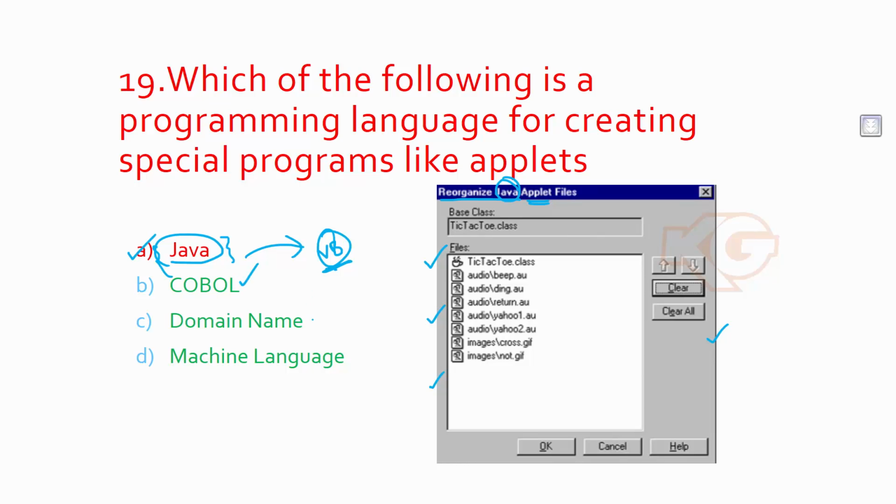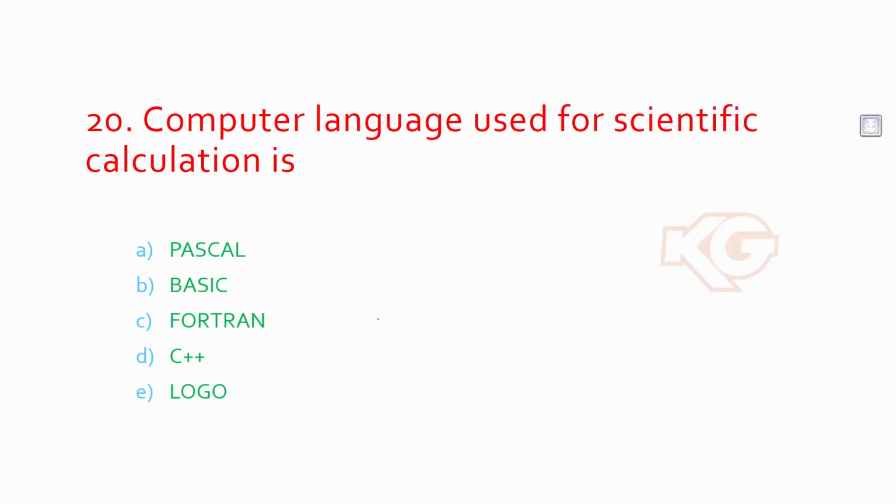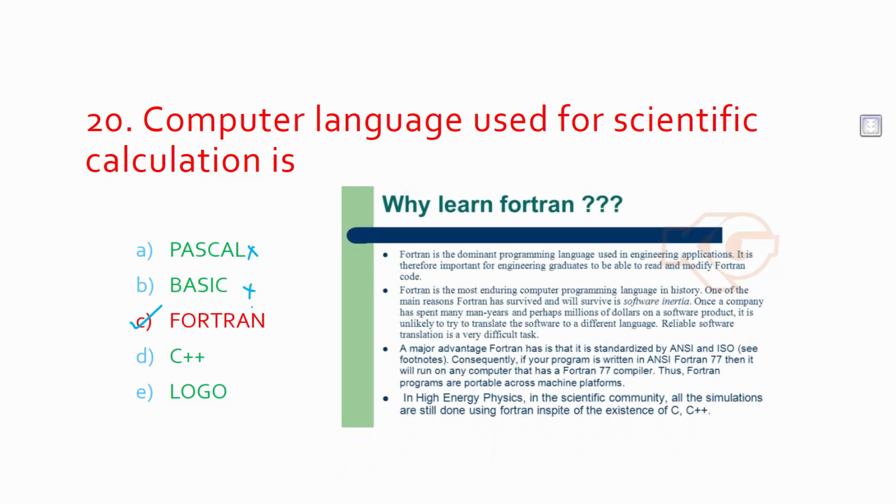COBOL is for business, domain name and other are not in picture at all. The computer language used for scientific calculation is dash. We already discussed that in earlier. It should be Fortran, formula translation, and the other, when it comes, I'll be explaining. So you can pause the video and learn more stuff about Fortran over here. It is pretty old and still into the market due to its greatest success.